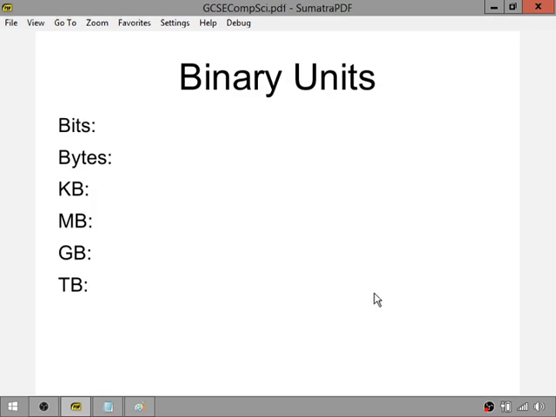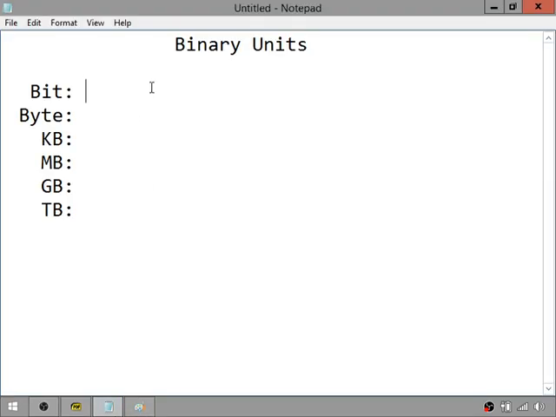Okay, so binary units. You need to be aware that a bit is the smallest unit of information that you can have on a computer. So it's just a single binary digit. In fact, that's what bit means. It's a portmanteau, or however you pronounce that word. It's a combination of two words, binary digit, bit for short. So that can be a 1 or a 0.